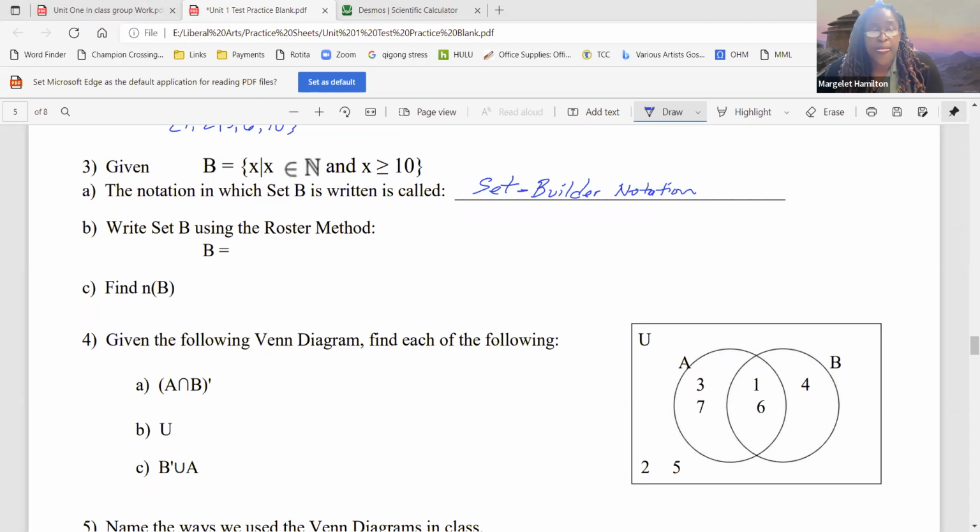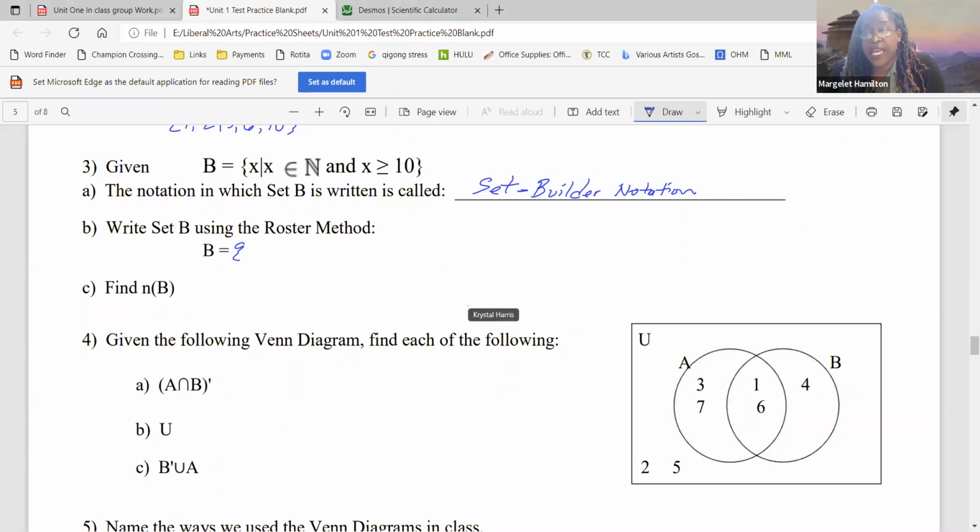All right. Okay. So now it says write the set B using roster method. Roster means go ahead and just list out what we're talking about. So we're talking about our natural numbers, the part where X is greater than or equal to 10. So if I'm going to write out that set, my set should start with what number? 1.